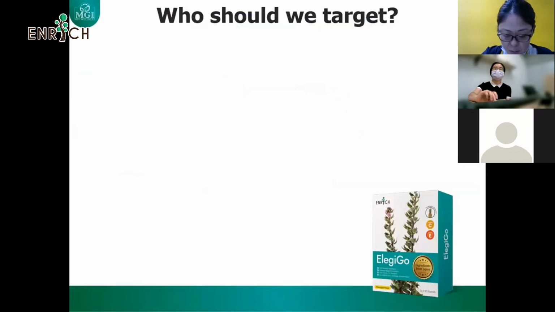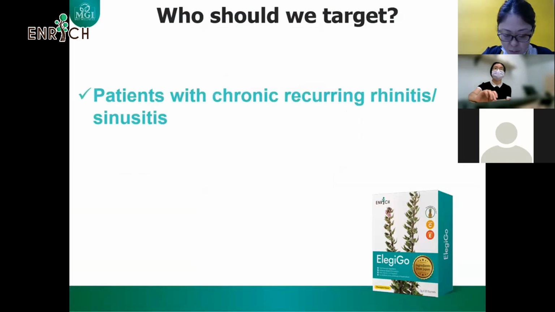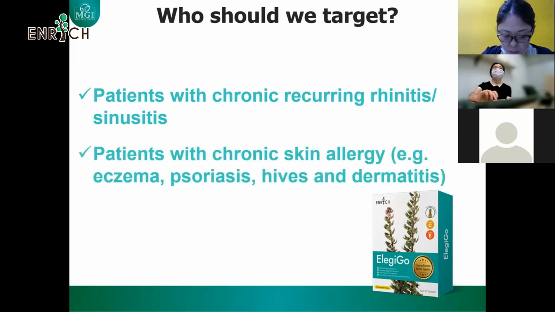So who should we target mainly for ElegiGo is first, patients with chronic recurring rhinitis and sinusitis. And patients with chronic skin allergy, for example, eczema, psoriasis, hives, and dermatitis. But I have to emphasize here that if, let's say, there are patients with food allergy or acute allergy, ElegiGo would unlikely help them in terms of their condition if they are looking for a fast relief solution.